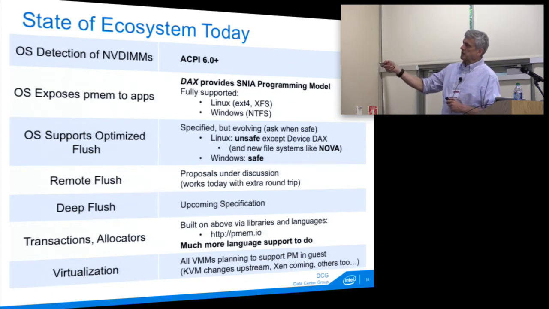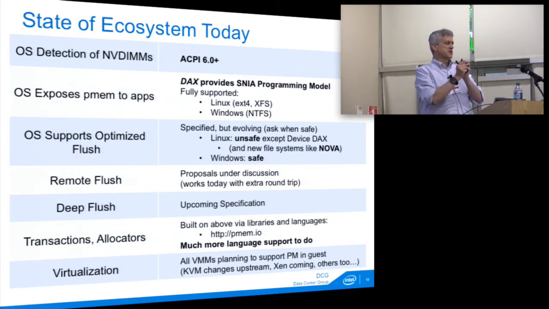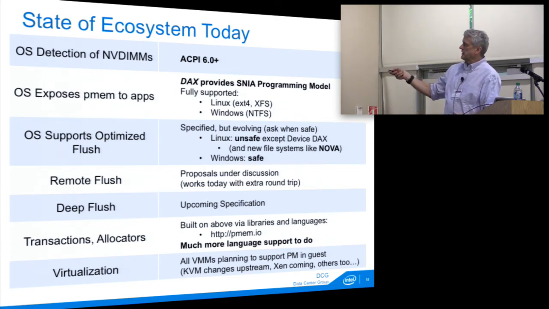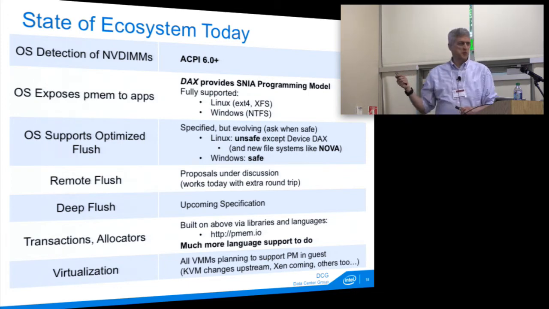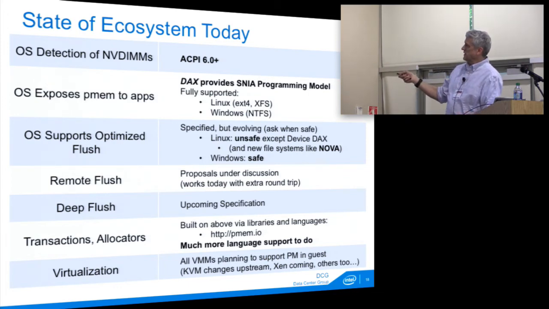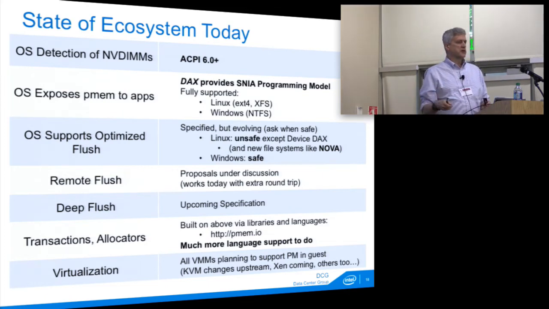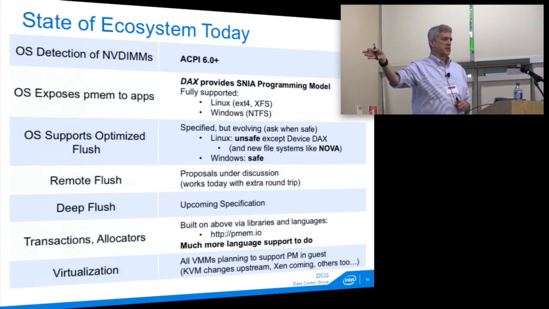In our SNIA model, we also specify something called optimized flush. This is an optional part of the programming model, which you may or may not implement. This is where you flush directly from user space without any kernel involvement. Today, the Linux support for this is evolving. We've hit a few snarls that we're working through. If you use our library and ask what kind of flush do I have to do, we'll tell you to call msync on Linux, because Linux currently requires that trip through the kernel.